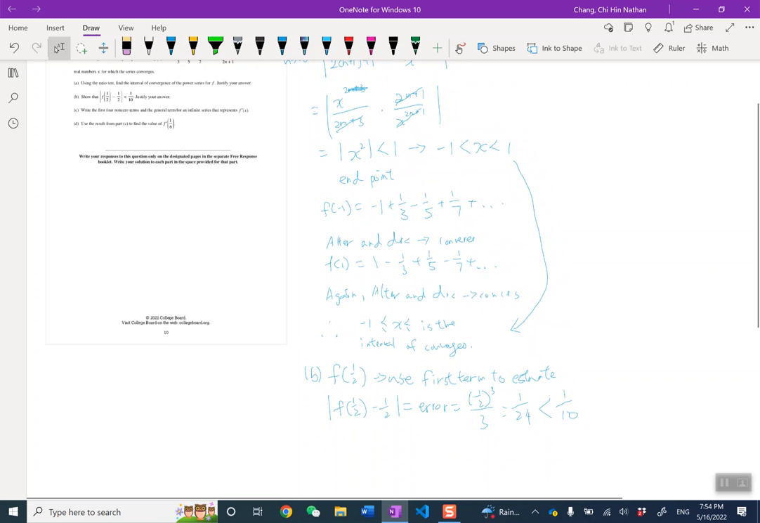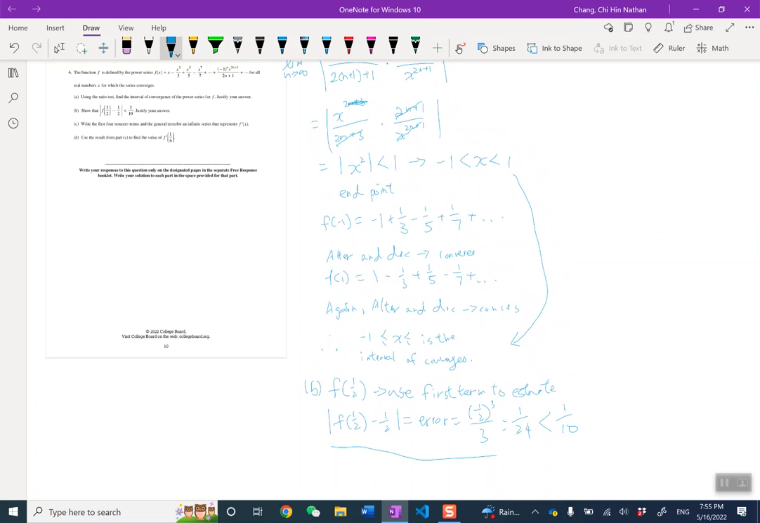So this can clearly state that 1 over 24 is less than 1 over 10. So this is definitely less than the error bound.